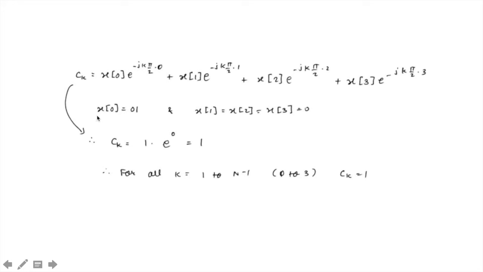Since we know that the value of x0 is 1 and all other values x1, x2 and x3 are 0, we replace these values in this expression of ck. We finally get that ck is 1 into e raised to minus j k pi by 2 into 0, which will be e raised to 0, and thus ck is calculated to be 1 for all values of k. Since k varies from 0 to N minus 1, that is 3, we have ck equals 1 for k from 0 to 3.